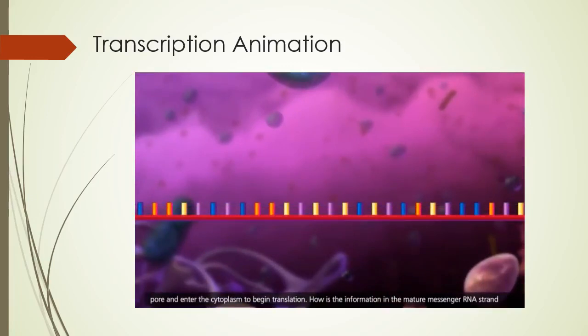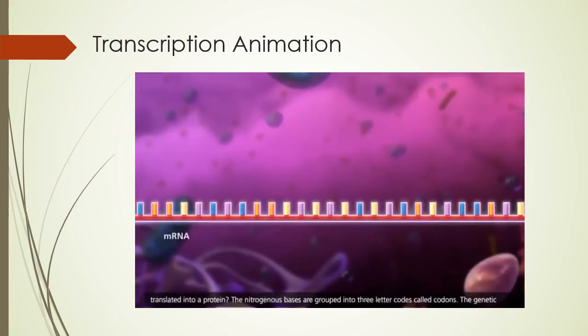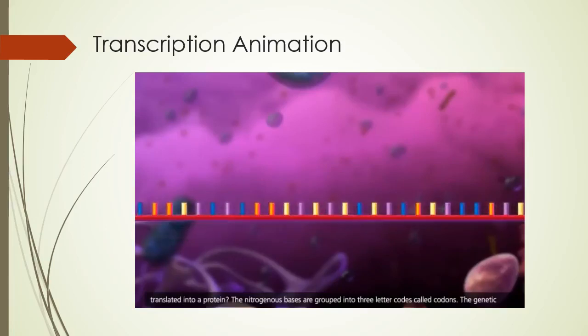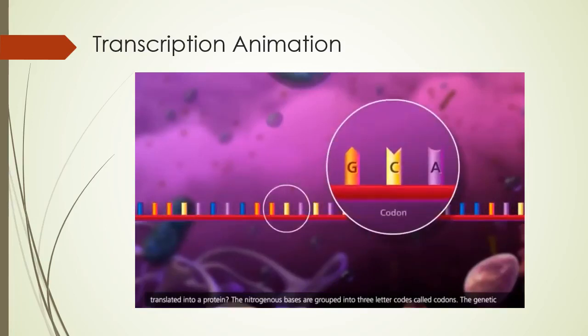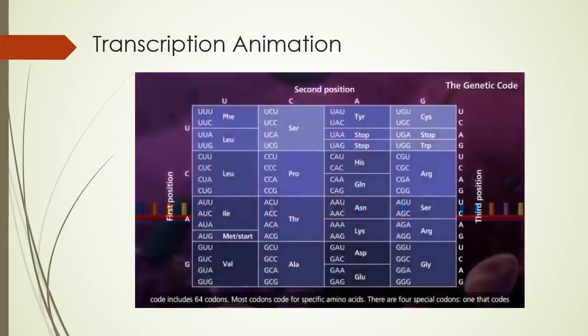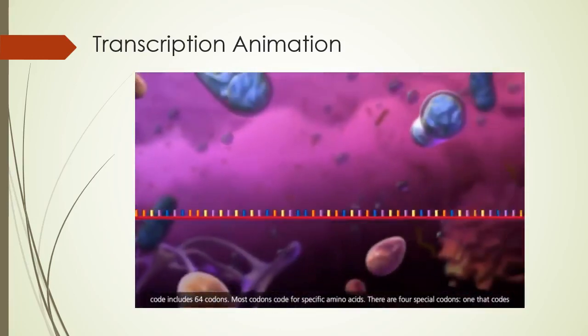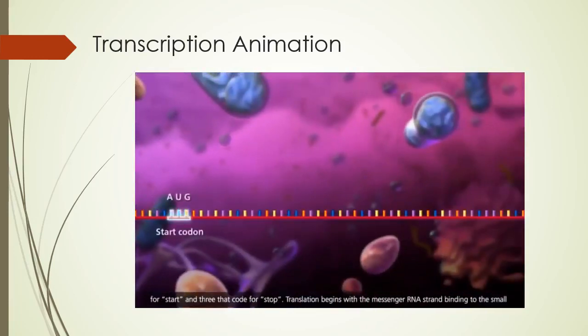How is the information in the mature messenger RNA strand translated into a protein? The nitrogenous bases are grouped into three letter codes called codons. The genetic code includes 64 codons. Most codons code for specific amino acids. There are four special codons, one that codes for start and three that code for stop.